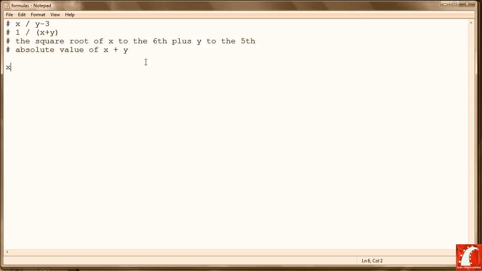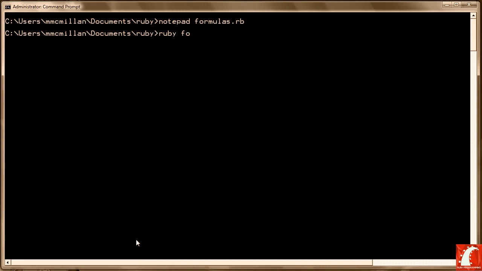So let's get started. We're going to assign the value negative 13 to x, and y is going to be 2.0. So the first formula, we'll simply write it as is. Let's save the program. Bring our command prompt up, and we get negative 9.5.